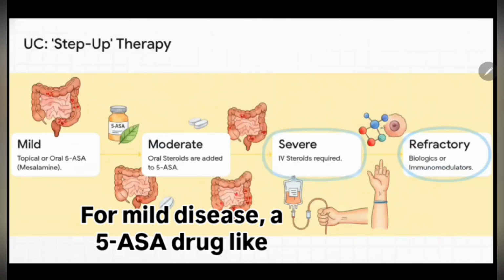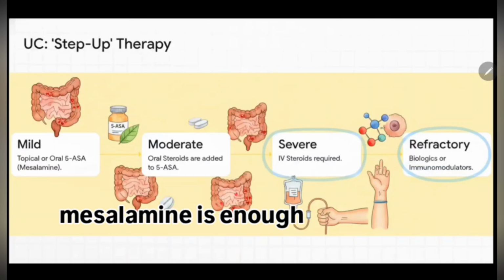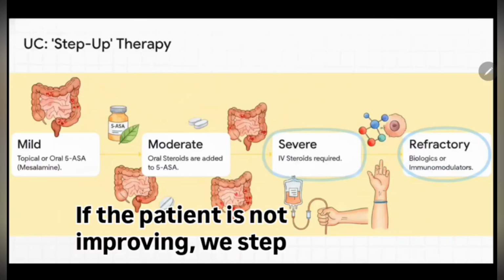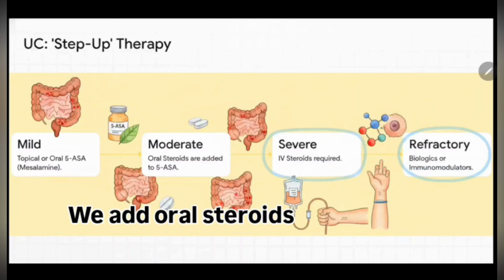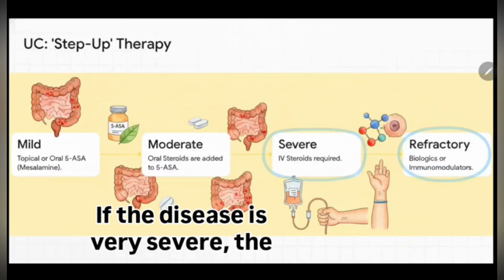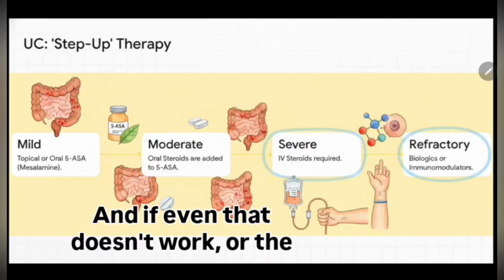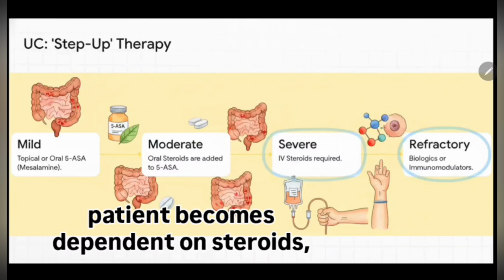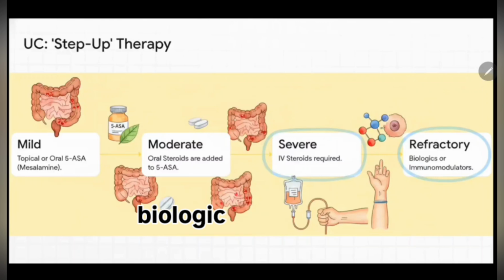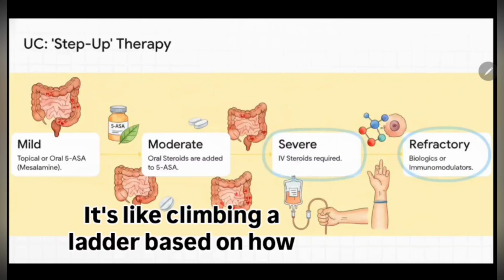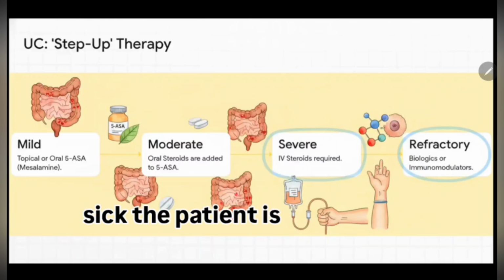For mild disease, a 5-ASA drug like mesalamine is enough. If the patient is not improving, we step up. We add oral steroids. If the disease is very severe, the patient must be admitted for IV steroids. And if even that doesn't work, or the patient becomes dependent on steroids, then we bring out the heavy artillery, biologics or immunomodulators. It's like climbing a ladder, based on how sick the patient is.